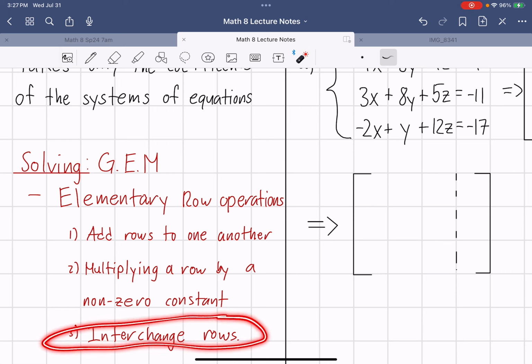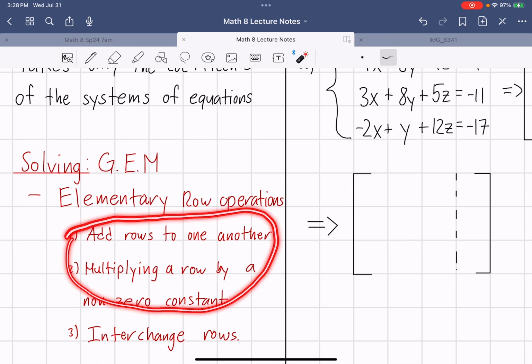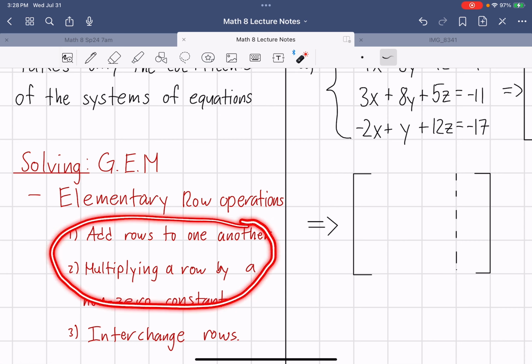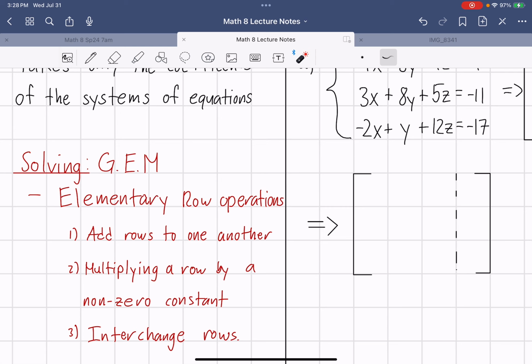And sometimes you can also interchange your rows. For example, if you want things to be a little bit easier, sometimes you'd rather change row 1 to be row 3 or row 2 to be row 1. For whatever reason, it might have a nicer number to eliminate. I normally don't use this option too much. I really just stick to the first 2. These are the operations I use to help me get to my solution.